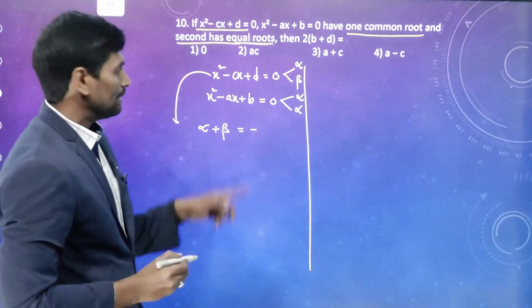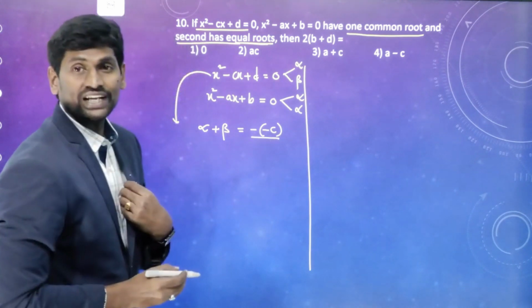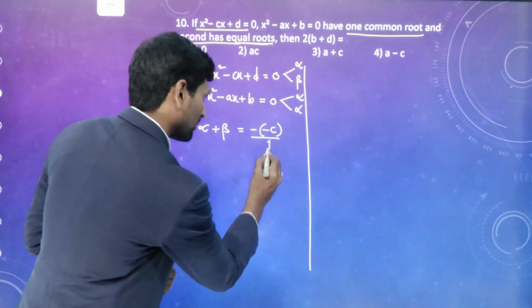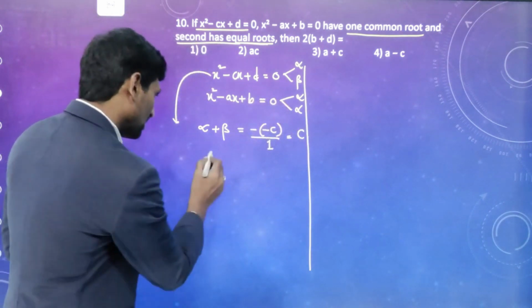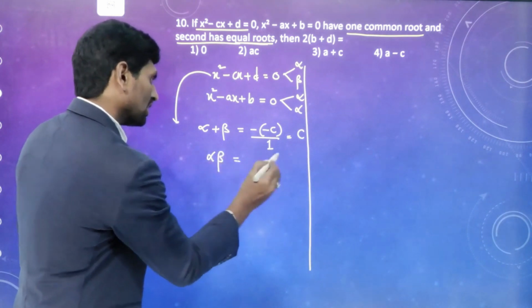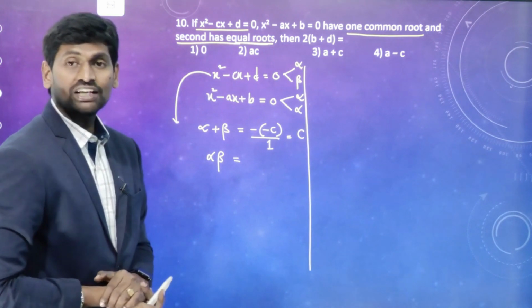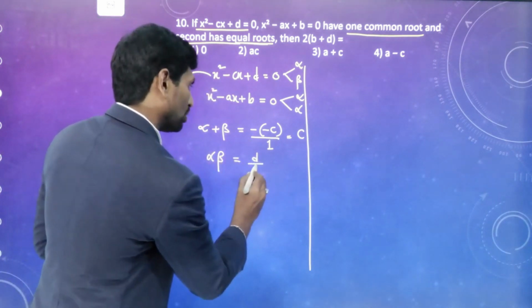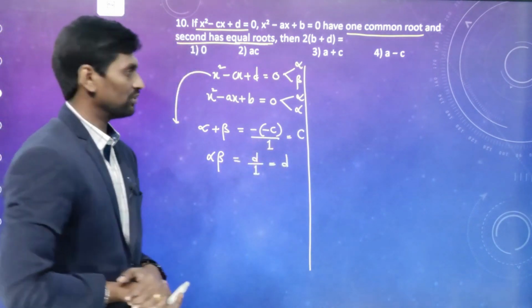So minus b value is minus c. A is nothing but x square coefficient. X square coefficient is 1. So minus of minus becomes plus c. And product of roots alpha into beta, what is that? Constant term by x square coefficient. Constant term is d and x square coefficient is 1. D by 1 means d. So this is from the first equation.